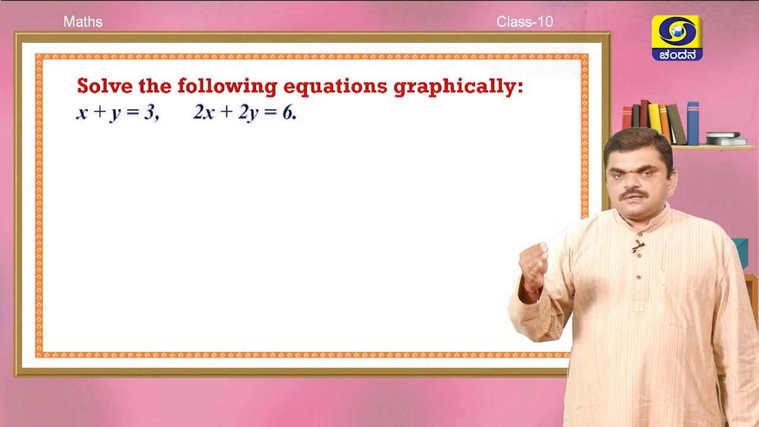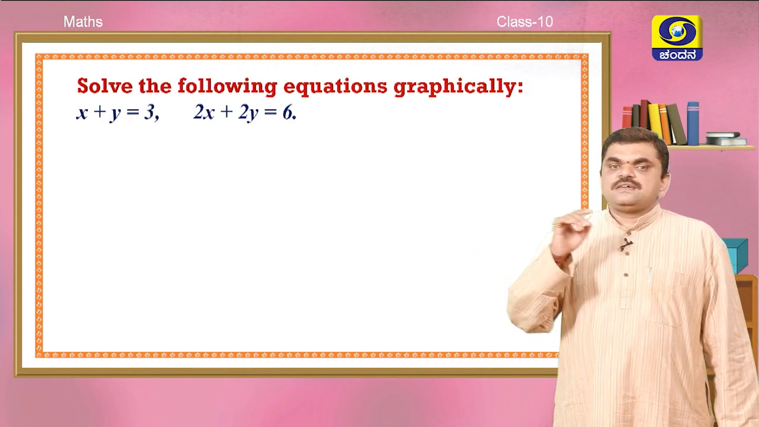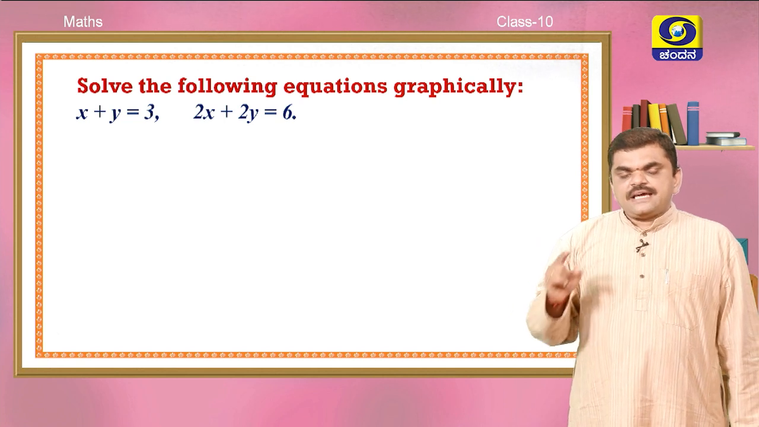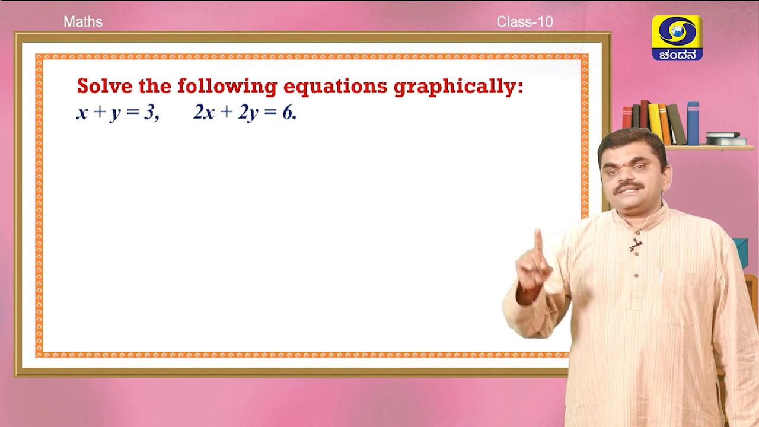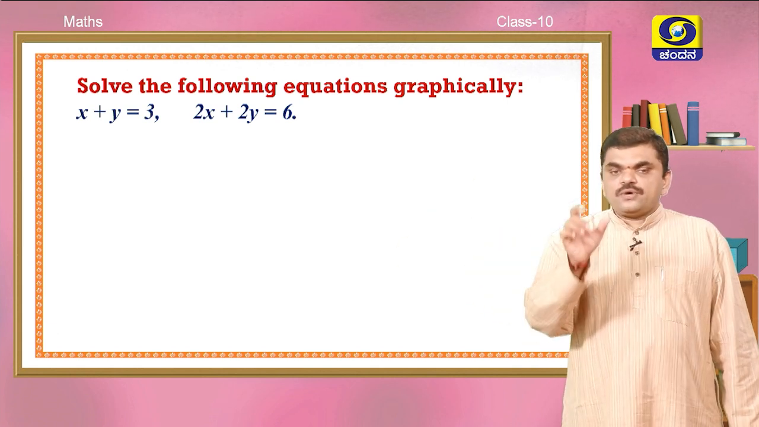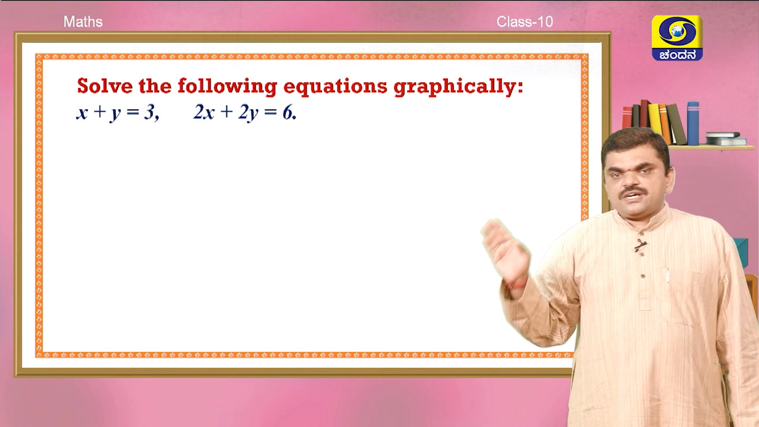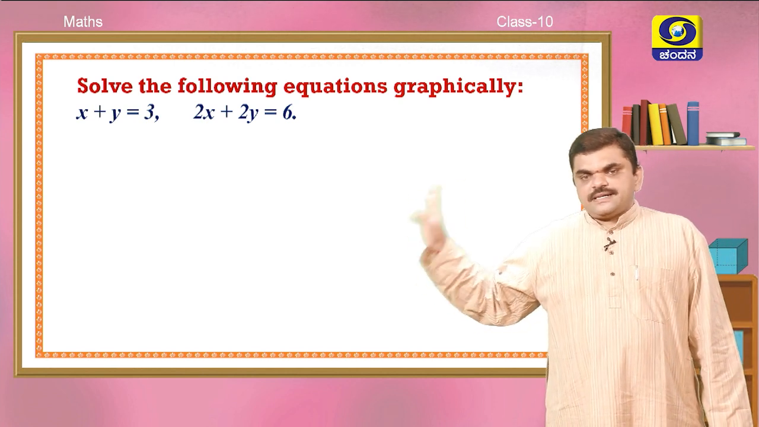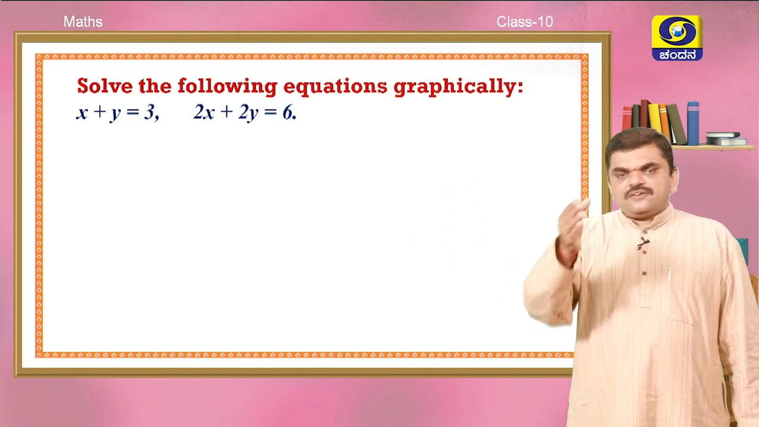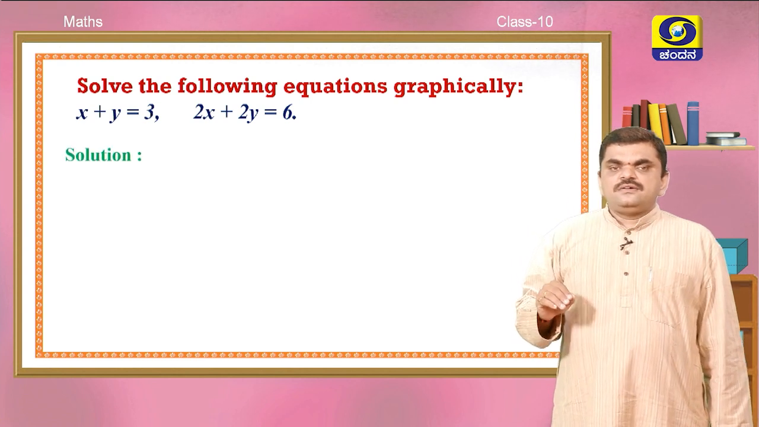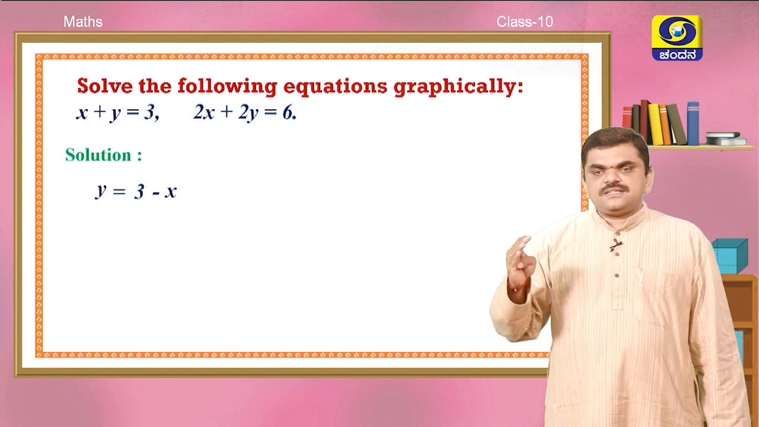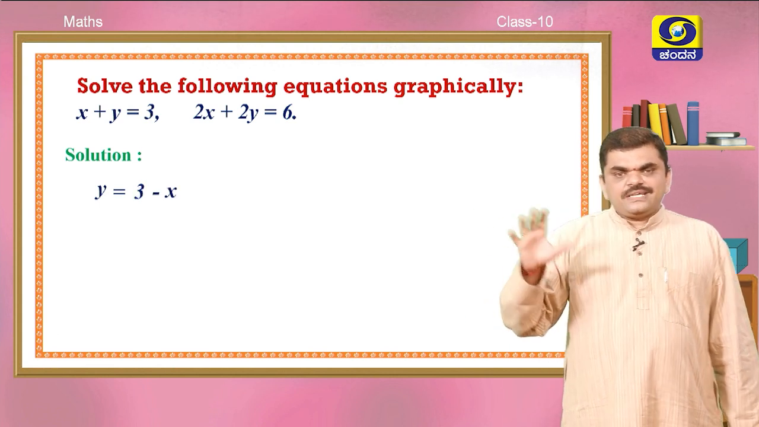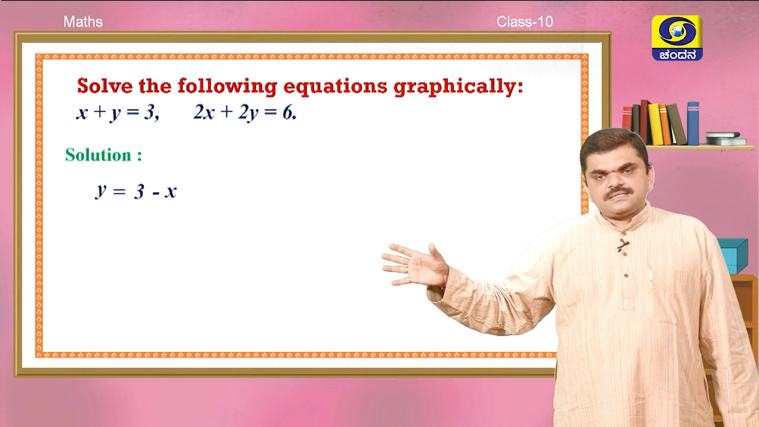Solve the following equations graphically. x plus y is equal to 3, 2x plus 2y is equal to 6. Coefficient of x is 2 and coefficient of y is 2 and constant is 6 here. So, take the first equation, solution. First equation, x plus y is equal to 3. Convert this equation in the form of y, that is y is equal to 3 minus x.